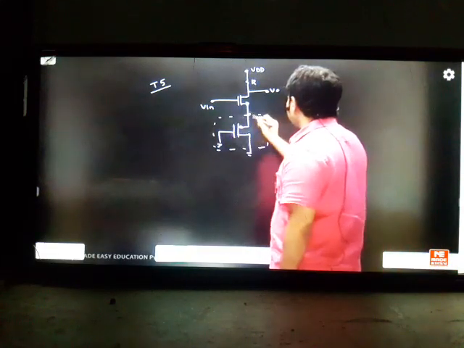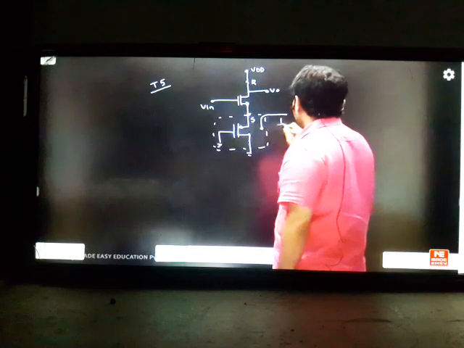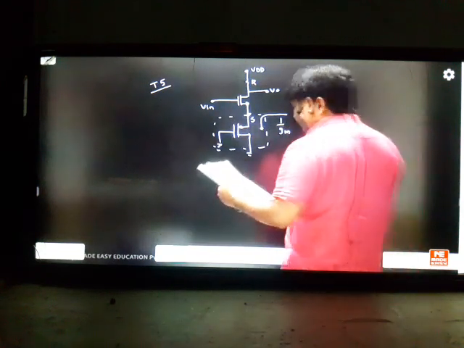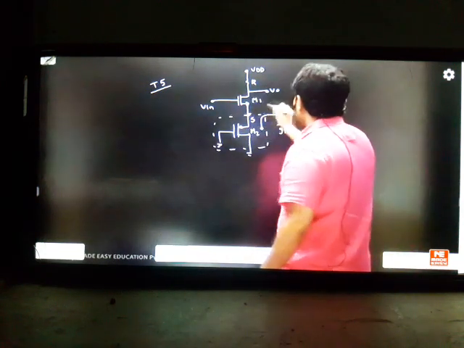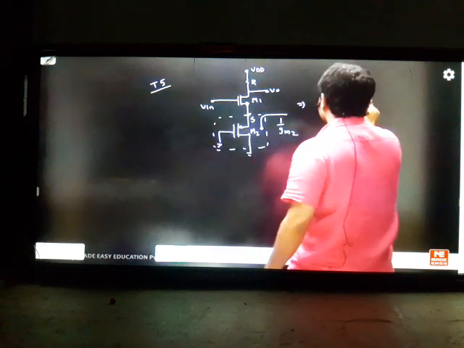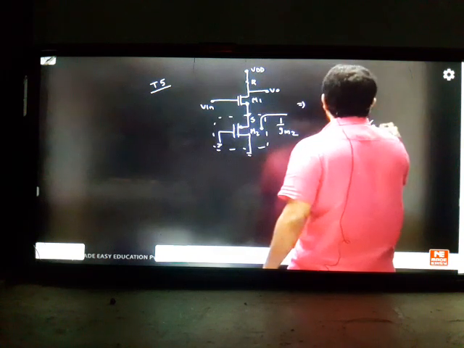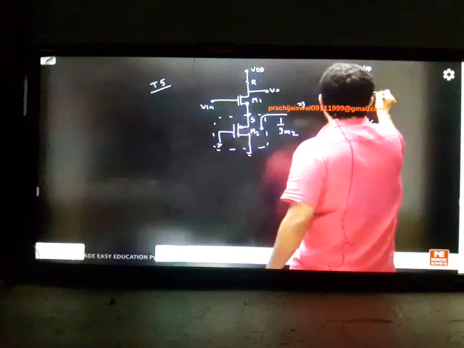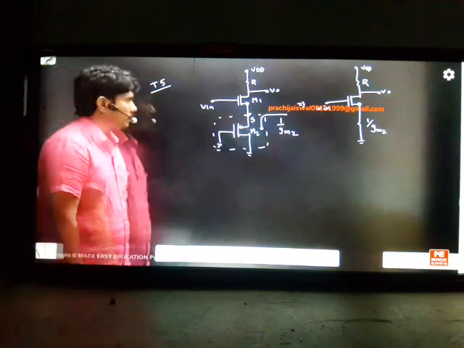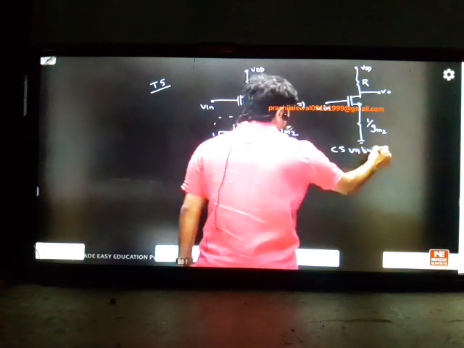This is your active load. This is your source, my friend. So we have here 1 by Gm from the source, and this is the second transistor. So Gm2. This is M2. This is M1. So I can write this equivalent model as simply an equivalent resistance 1 by Gm2. This will be VDD, this will be R, this will be output, this is input. How is this model looking to you? It's looking like a common source unbypassed, correct? You can see how comfortably we are doing problems. It's a common source unbypassed.